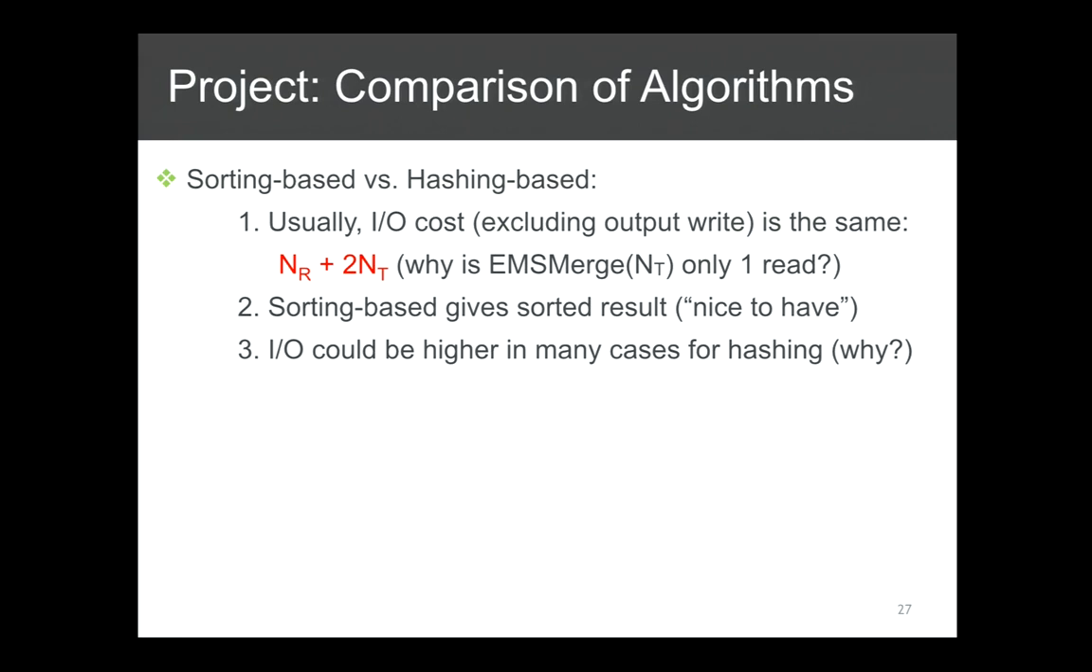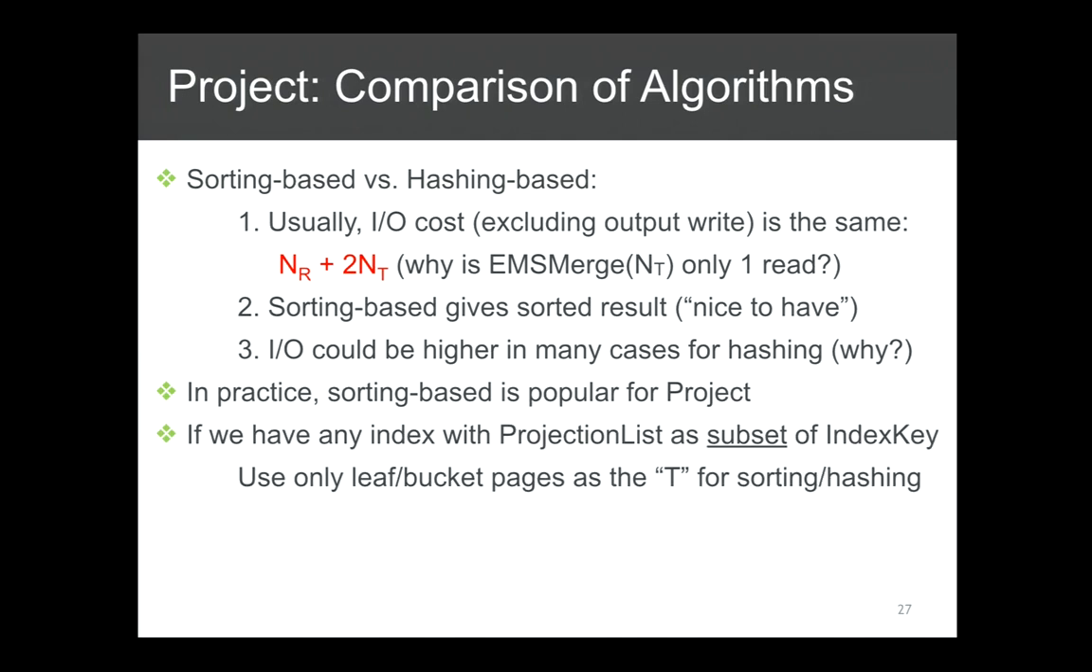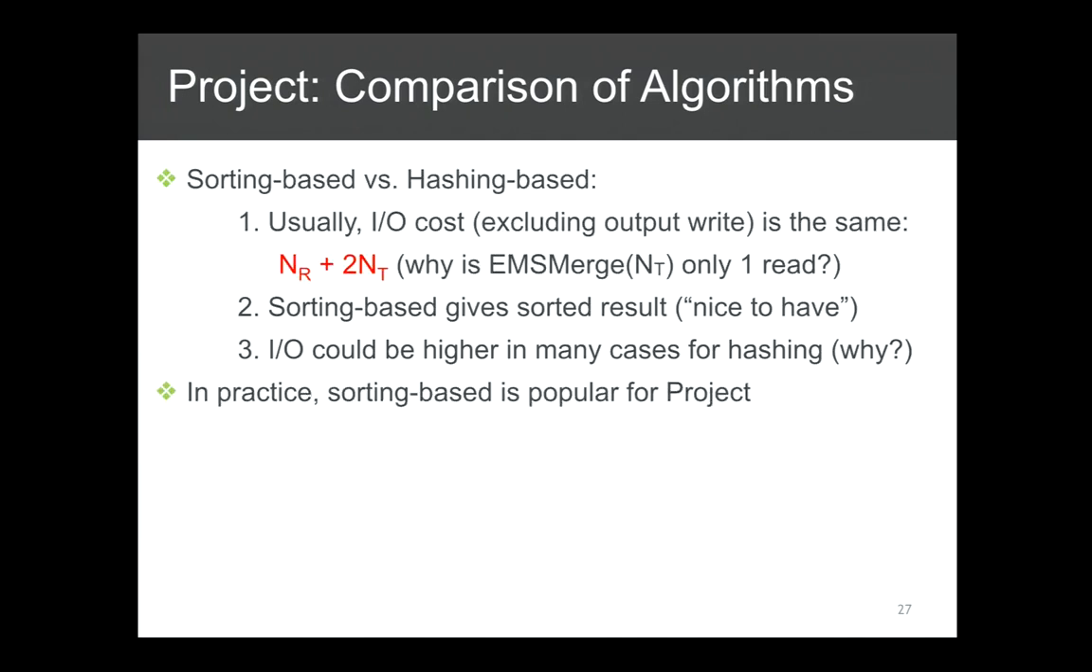The last one is that the IO cost for the hashing-based project could actually be higher than just NR plus 2NT. Part of the reason is skew. Another reason is duplicates. So what this ends up resulting in practice is that sorting-based project is usually the more popular one for project implementation. Now coming back to your question, duplicates. What happens if you have duplicates in one of the partitions of T such that the hash table doesn't fit in memory? What can you do?